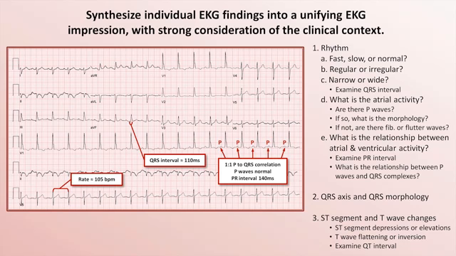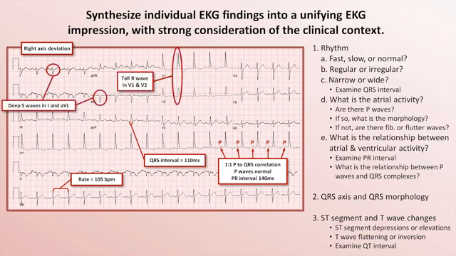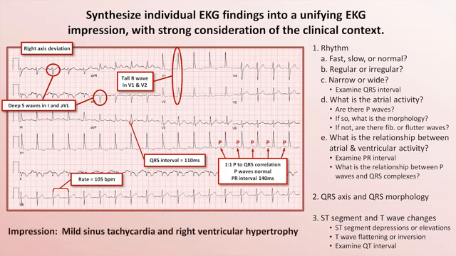What's the QRS axis? The polarity of the QRS is down in lead 1 and up in lead aVF, which means the patient has a right axis deviation. There are tall R waves in V1 and V2, and deep S waves in 1 and aVL. So how would one synthesize all of these findings into a unified impression? The impression might be a mild sinus tachycardia of unknown etiology and probable right ventricular hypertrophy.